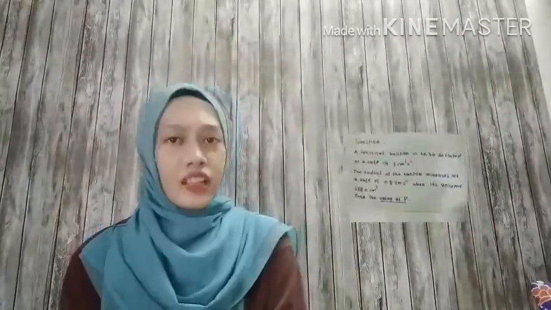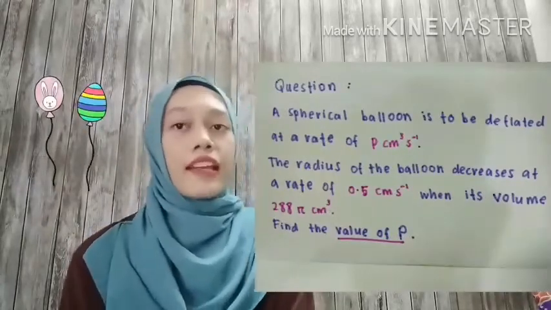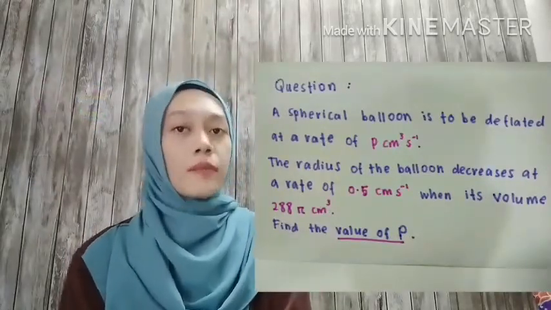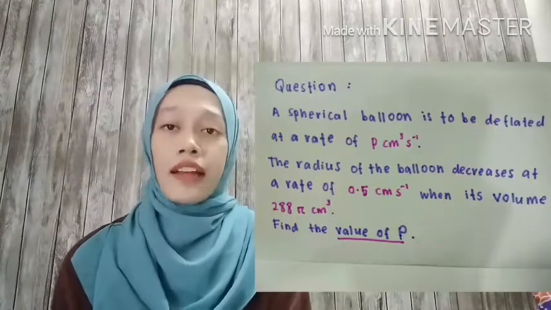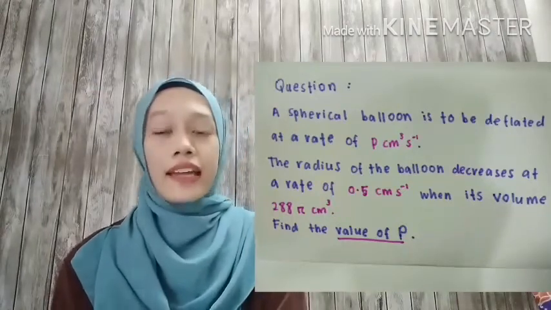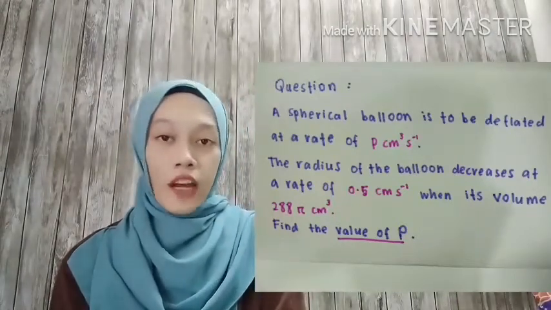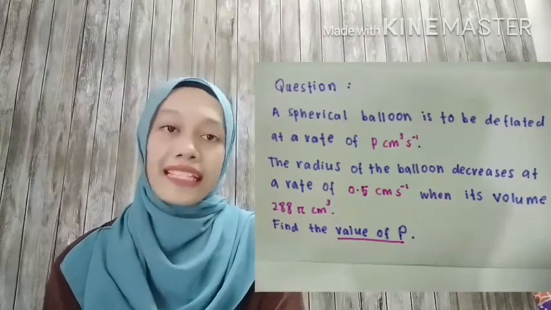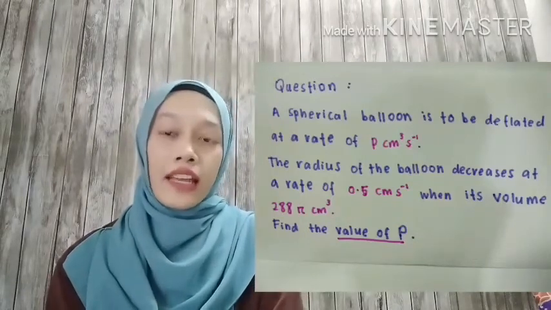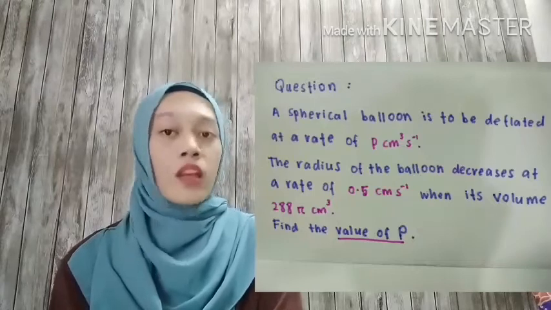Now we want to answer the question. A spherical balloon is to be deflated at a rate of p cm³ s⁻¹. The radius of the balloon decreases at a rate of 0.5 cm s⁻¹ when its volume is 288π cm³. Find the value of p.